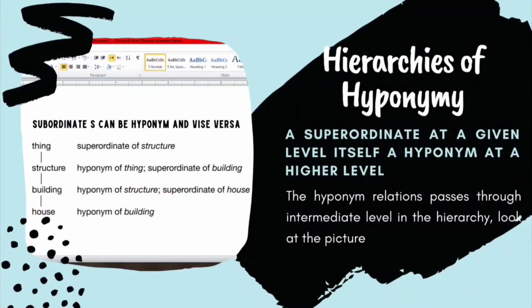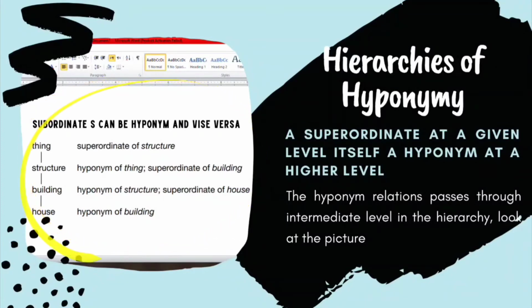Okay, next is the hierarchy of hyponymy. In hierarchies of hyponymy, a subordinate at a given level is itself a hyponym at a higher level. The hyponym relation passes through intermediate levels in the hierarchy. Okay, look at the picture. This is a picture showing how subordinates can be hyponyms and vice versa.